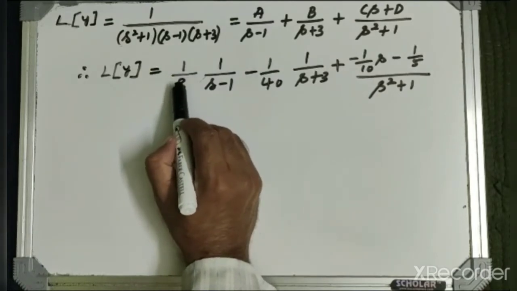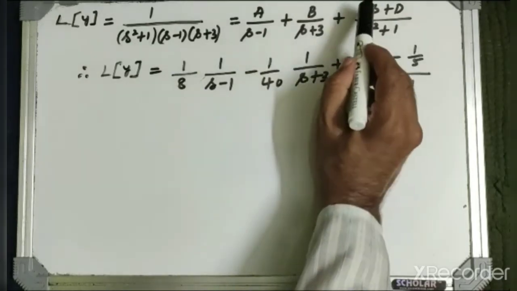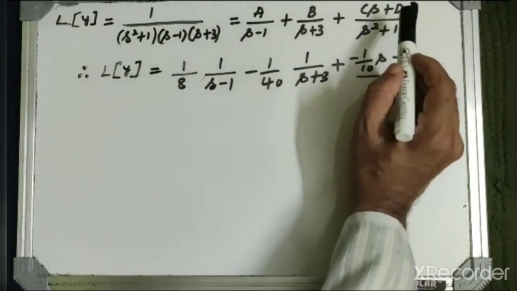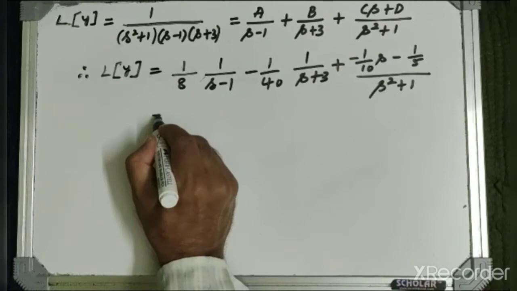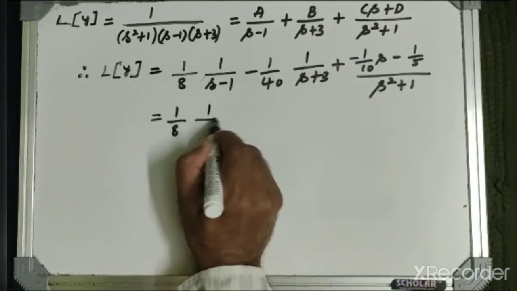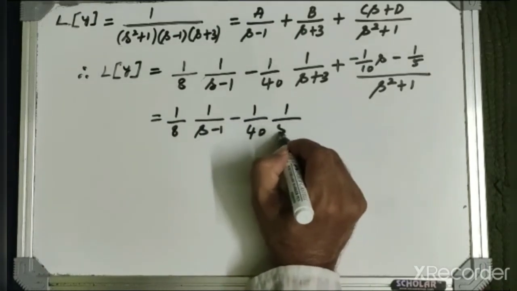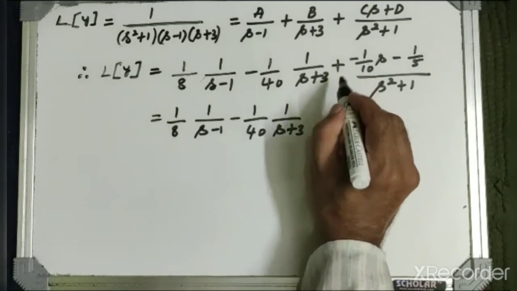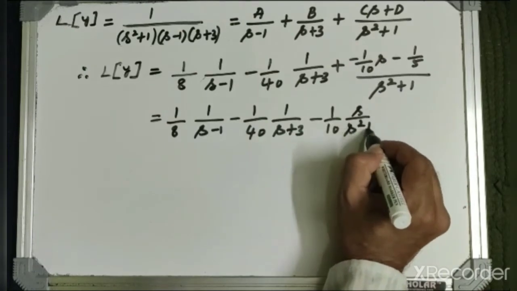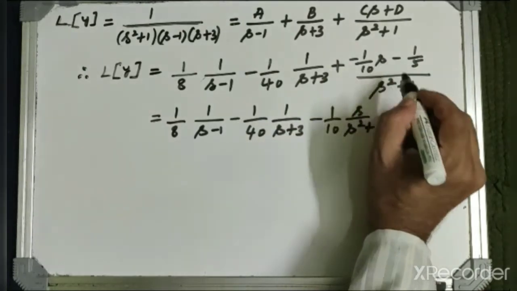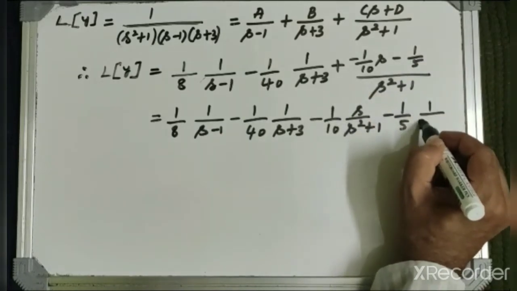Therefore L of Y is equal to A, which is 1 by 8, into 1 by S minus 1, and B, minus 1 by 40, into 1 by S plus 3, and then C is minus 1 by 10, S, and D is minus 1 by 5, whole divided by S square plus 1. So we can write this as 1 by 8 into 1 by S minus 1, minus 1 by 40 into 1 by S plus 3, minus 1 by 10 into S divided by S square plus 1, minus 1 by 5 into 1 divided by S square plus 1.